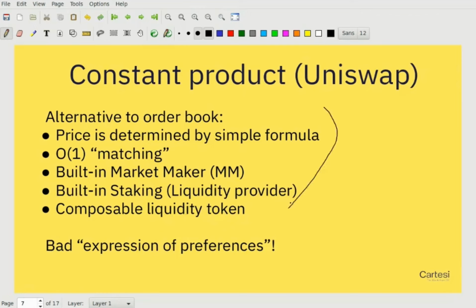So this looks like the perfect world, right? You have something that's simple, that's efficient, provides a market maker, and staking is composable. The problem with this, and I cannot stress this enough. Yes, Coaching? Yeah, what is this liquidity token?